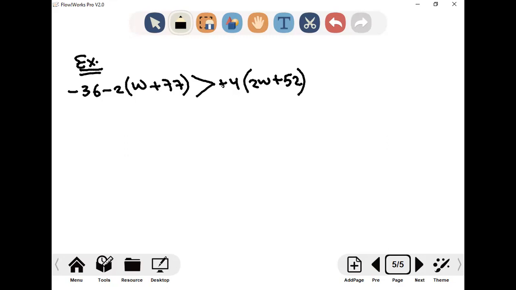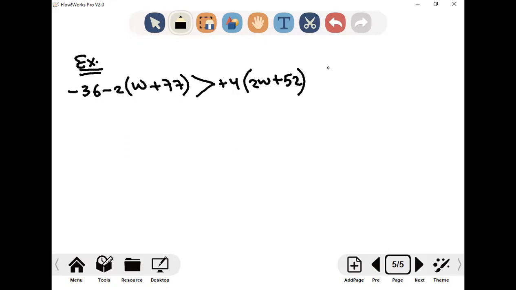Now the first step here, we have two parentheses, right? Let's get rid of the parentheses. Here I will solve the inequality, then I will graph the solution. I will get rid of this bracket by distributing negative 2 in the parentheses, and here distributing the 4. Then I will shift each term where I want.